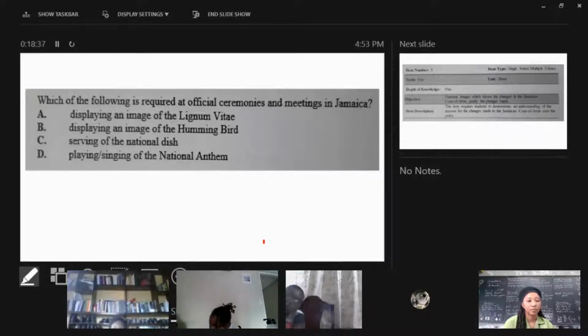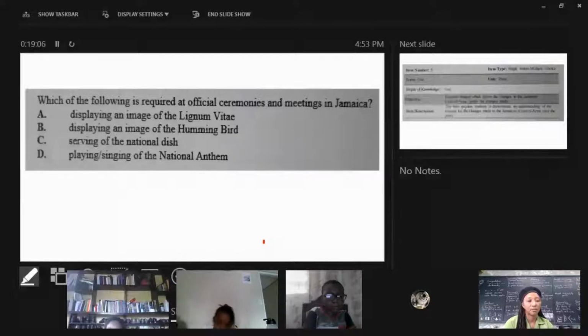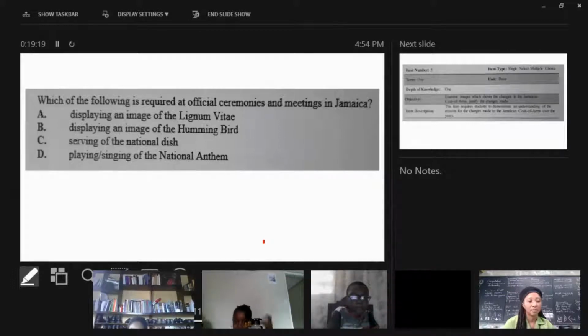Which of the following is required at official ceremonies and meetings in Jamaica? A. Displaying an image of the lignum vitae. B. Displaying an image of the hummingbird. C. Serving of the national dish. D. Playing or singing of the national anthem.